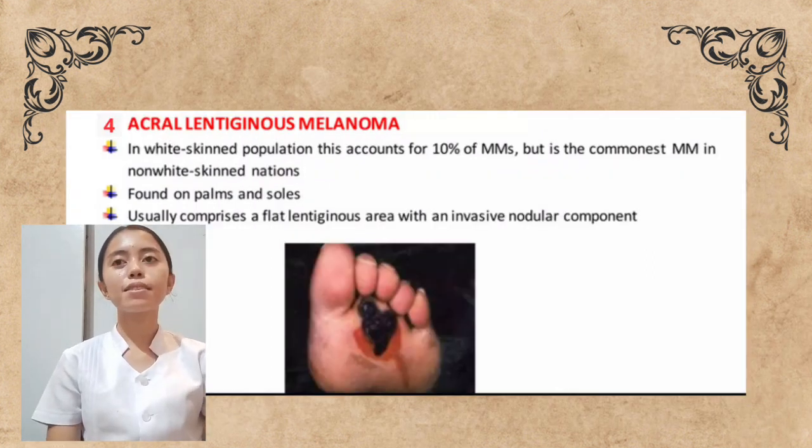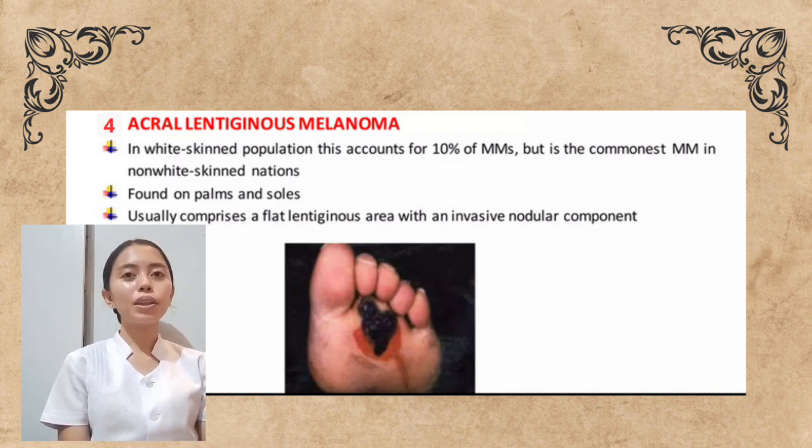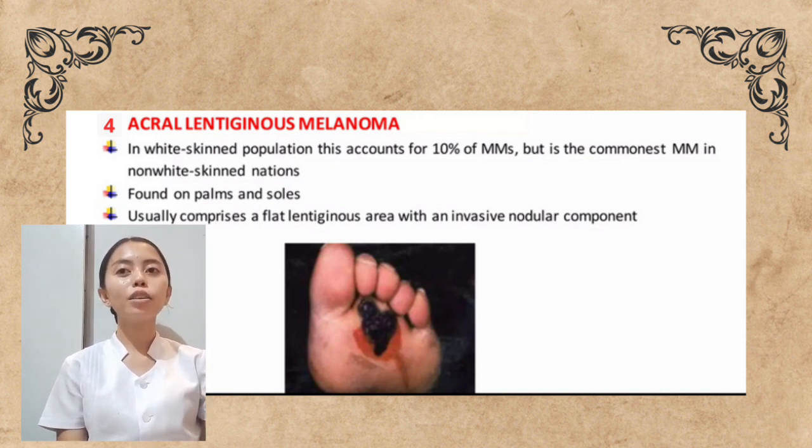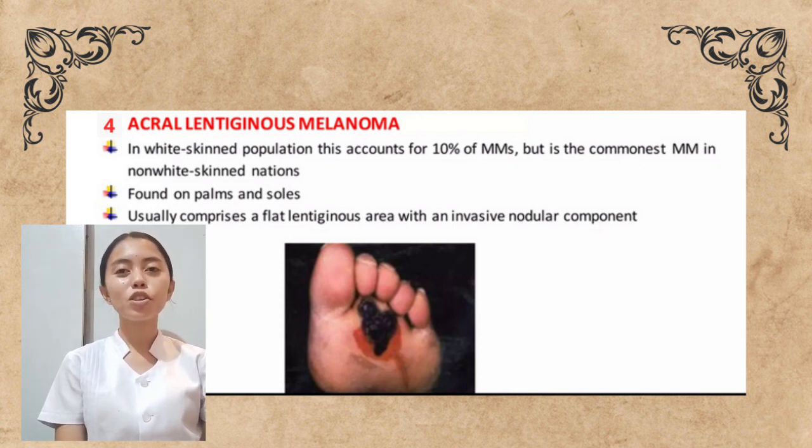Okay, so the last type is the acral lentiginous melanoma. So, in white skin population, this accounts for 10% of malignant melanomas only. But, it is the commonest malignant melanoma in non-white skinned nations. So, in non-white skinned populations, this is the most common malignant melanoma. It is found on palms and soles, the palms and the soles. And then usually comprises a flat lentiginous area with an invasive nodular component. So, that is the appearance of acral lentiginous melanoma.